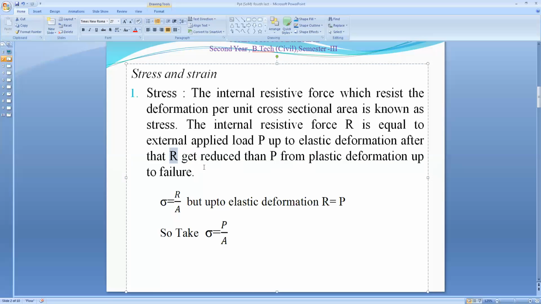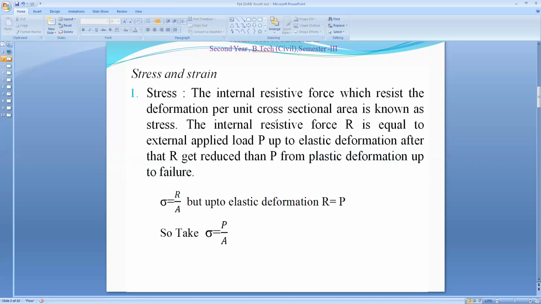Sorry, it goes reduced from the plastic deformation up to the failure. So you should consider what is meant by capital R, what is meant by capital A, what is meant by capital P. We should not consider the behavior of the material in the plastic deformation up to the failure.